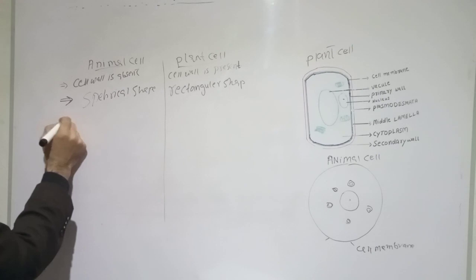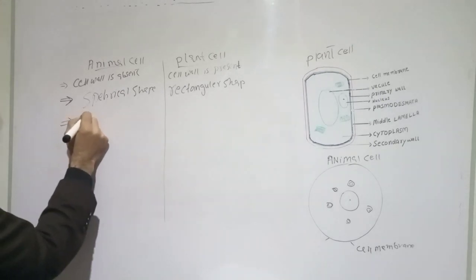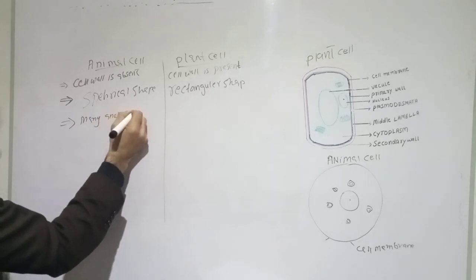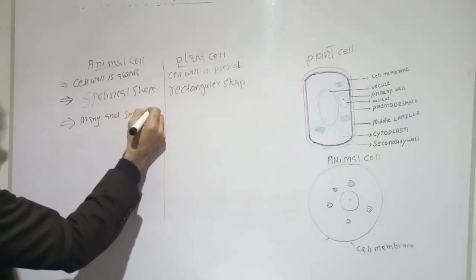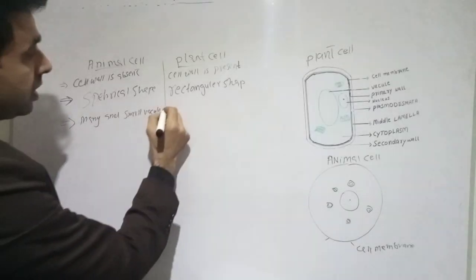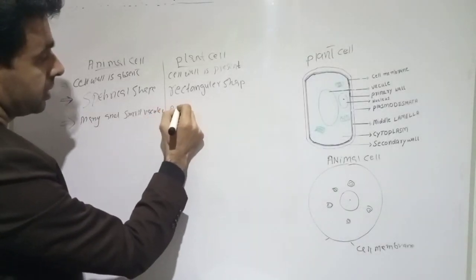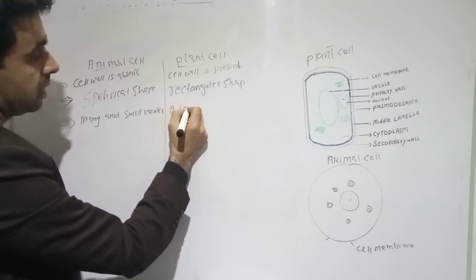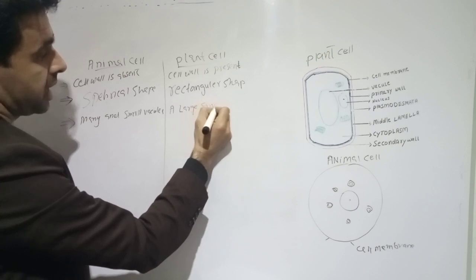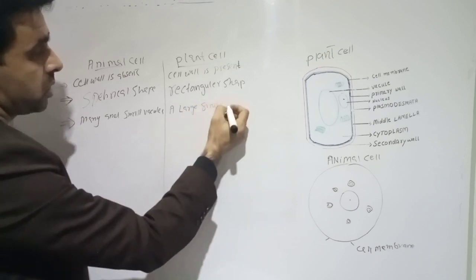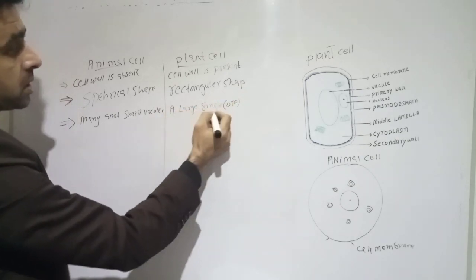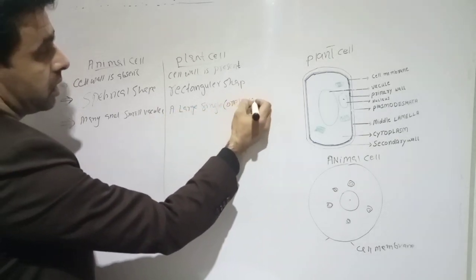Now, vacuole. In animal cell, many and small vacuoles. Now, in case of plant cell, a big one, a large one. You may write a single large vacuole.